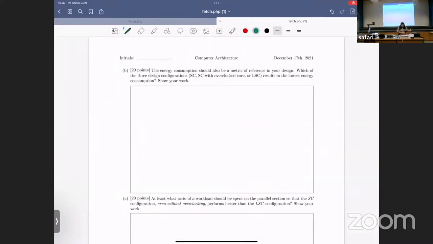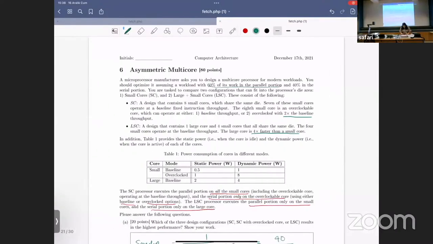So we did some analysis for performance. Now I want to do some analysis for the energy consumption because it should also be a metric of reference in your design. Which of the 3 design configurations, SC, SC with overclocked core, or LSC, results in the lowest energy consumption? Show your work. So here we have the power values. We need to see how much of the time is spent in whatever configuration, so we would multiply the time by power to get some analysis of energy in that case.